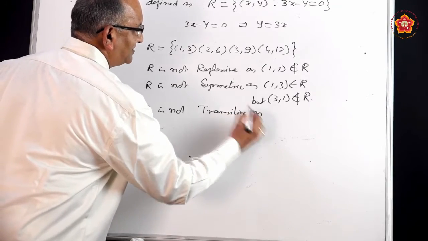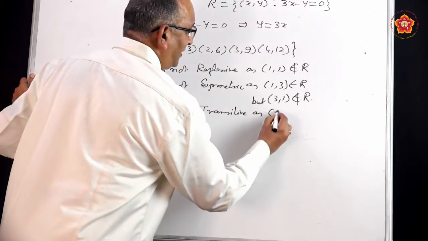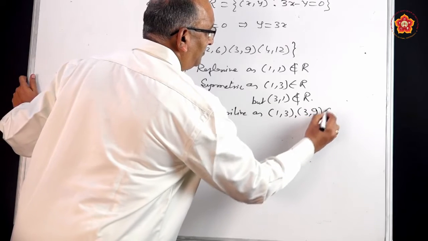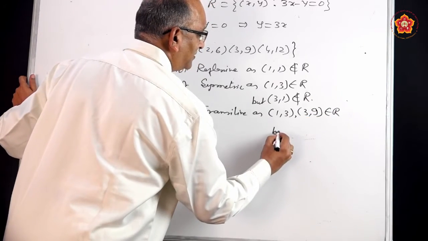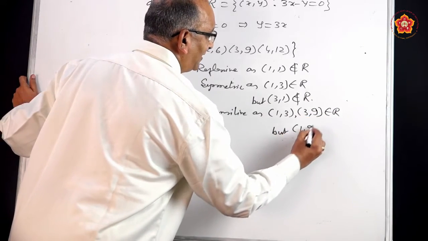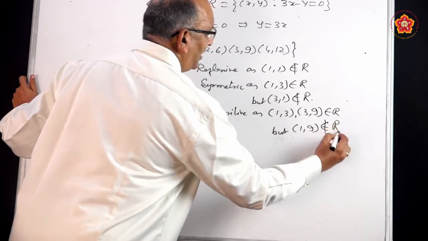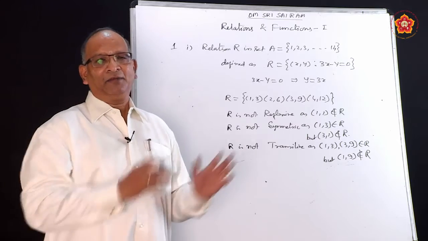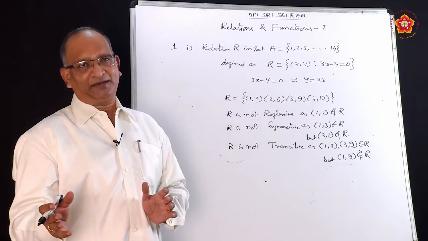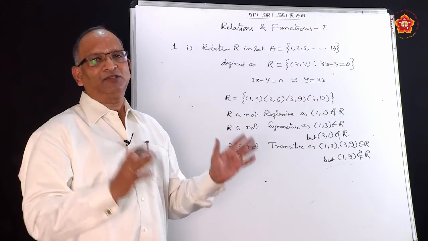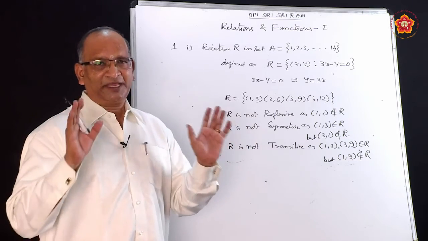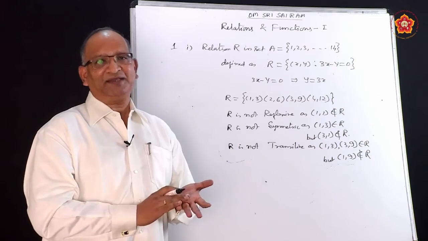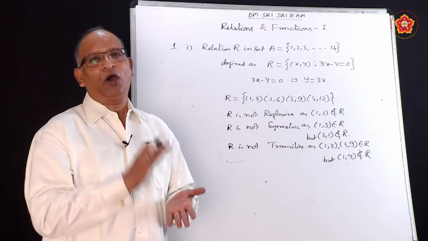Why is it not transitive? As 1 comma 3, 3 comma 9 belongs to R, but 1 comma 9 does not belong to R. 1 is related to 3, 3 is related to 9, but 1 is not related to 9. So we say that R is not transitive. So the given relation R for a given set A is neither reflexive nor symmetric nor transitive.